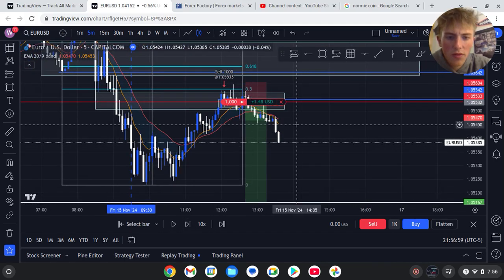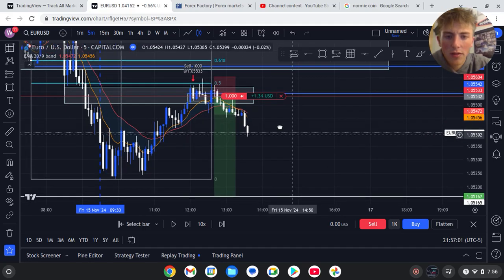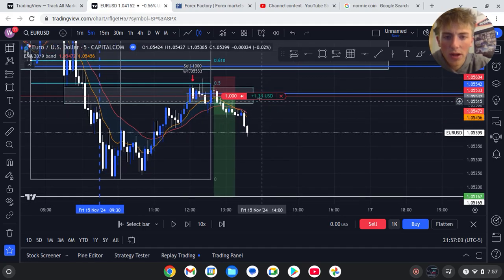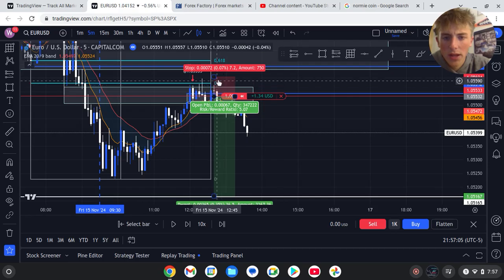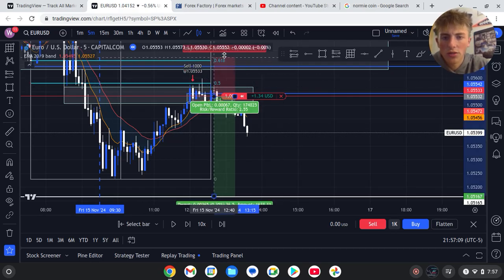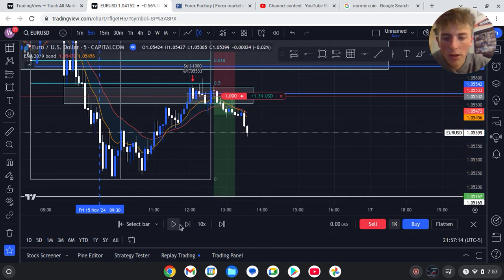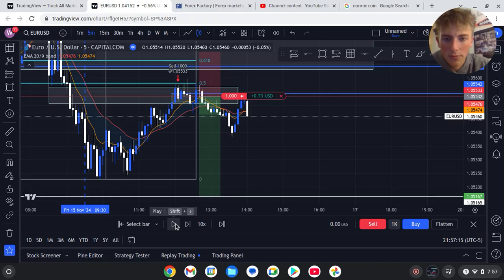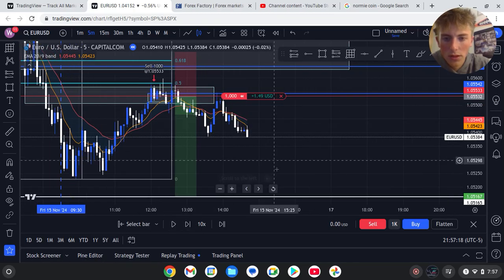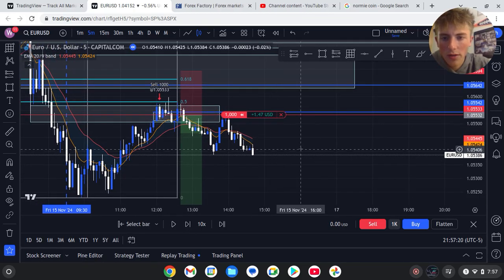With this fair value gap made on the 5 minute, I could have even moved my stops to the top of this fair value gap, but I would just move it to break even so I'm not trailing so close and give myself a chance to actually stay in the trade. So yeah, move the stops to break even, and then we'll keep playing this out. Alright, stops at break even.